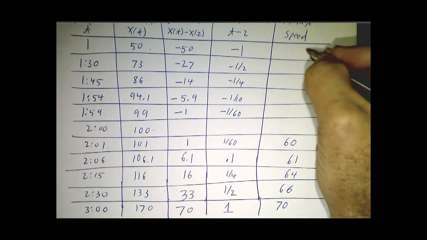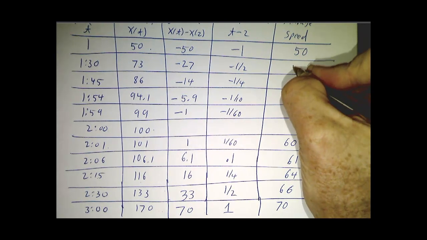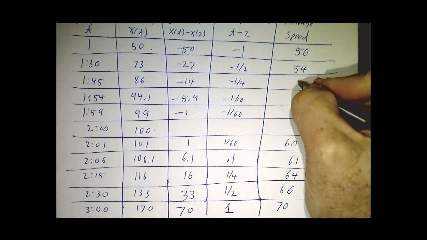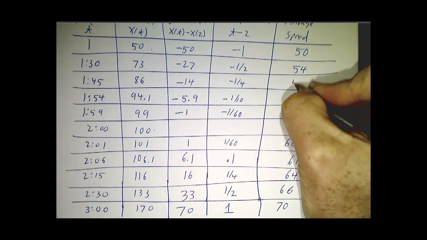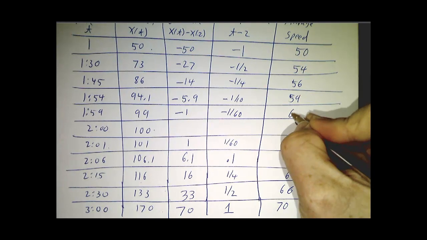And we see that for the last hour, we averaged 50 miles an hour. For the last half hour, we averaged 54. For the last quarter hour, we averaged 56. For the last 6 minutes, we averaged 59. And for the last minute, we averaged 60.